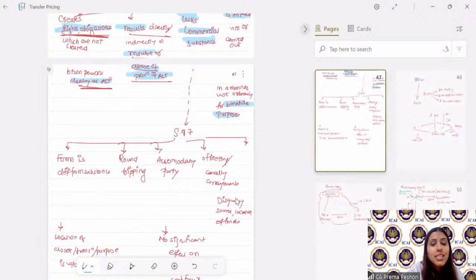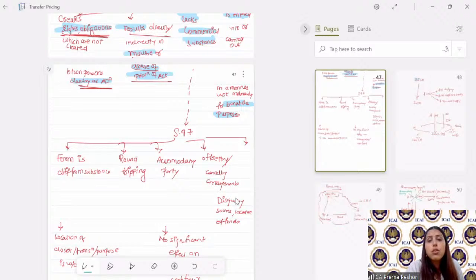Offsetting or cancelling the arrangements. So one arrangement is cancelled with the other. In one thing you have got the benefit, in another you have a loss, so you cancel with each other. For example, you have earned a profit and at the same time you have a loss. So you have deliberately incurred a loss on some other transaction so that you can set it off with each other. That is offsetting or cancelling arrangements.